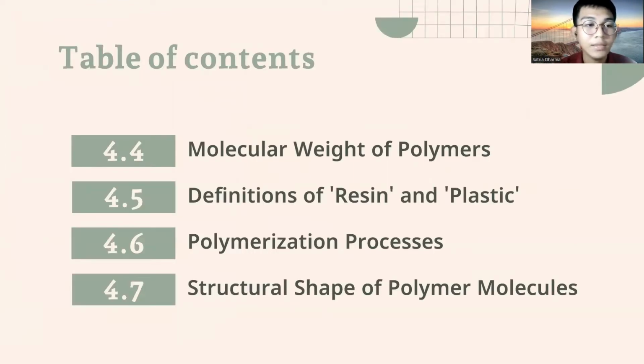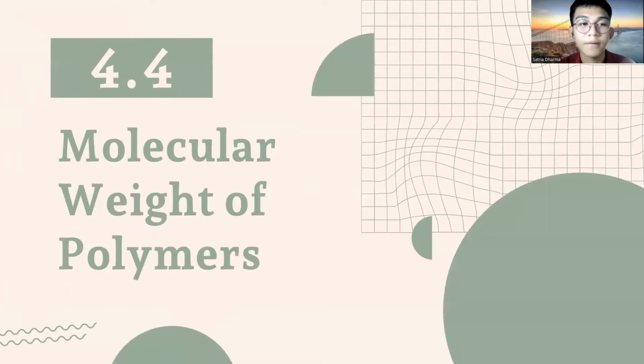The table of contents that we want to discuss in this presentation are 4.4 molecular weight of polymer, 4.5 definition of resin and plastic, 4.6 polymerization processes, 4.7 structural shape of polymer molecules. 4.4 molecular weight of polymers.